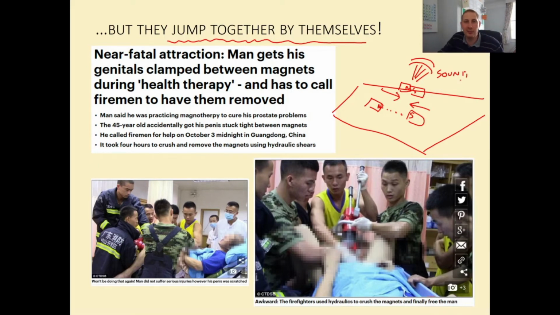And this poor gentleman here gets his genitals clamped between magnets during health therapy and has to call firemen to have them removed. This gentleman found out, to his own detriment, that two very powerful magnets will slam together with no input of energy. In fact, probably there was a large release of energy as these things did jump together. But it certainly took energy, and it took firefighters and medics to separate those.